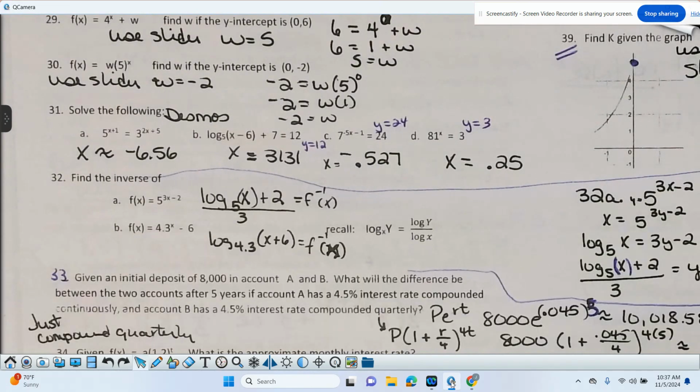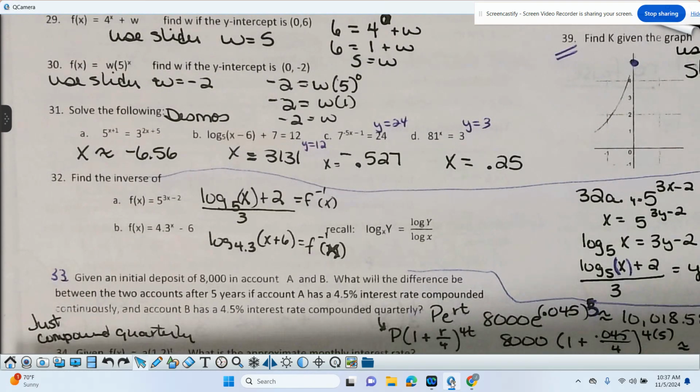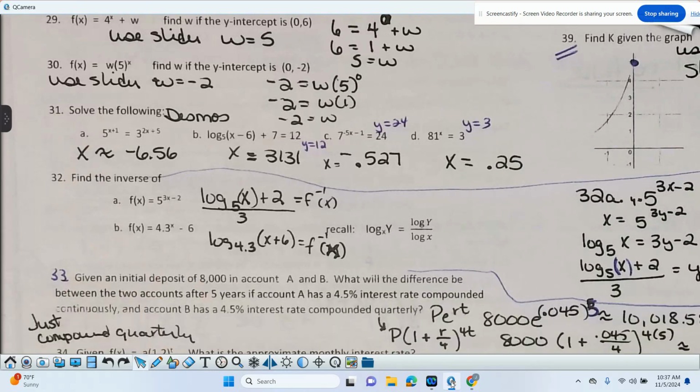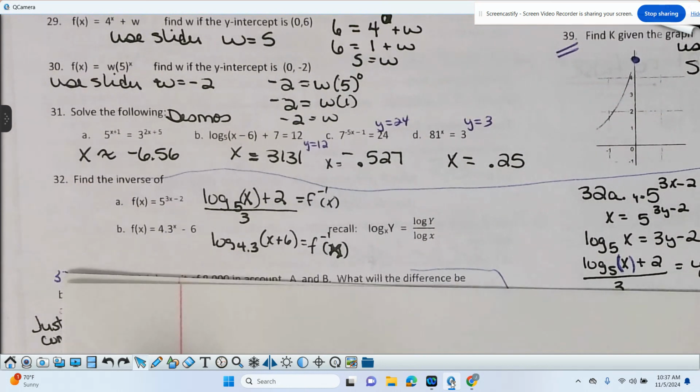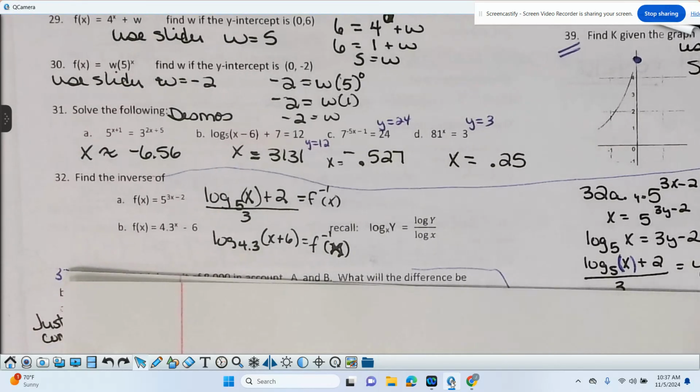Okay, number 32 is asking you to find the inverse of these. We've done a few of these already, but let's try them again. So number 32 says find the inverse of f of x equals 5 raised to the 3x minus 2. And then I'm going to do f of x equals 4.3 to the x minus 6.